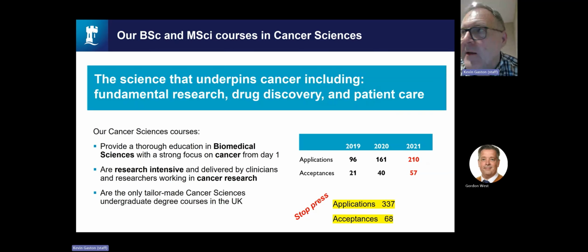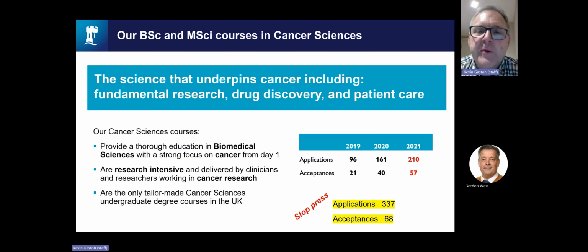So what is cancer sciences? Well, cancer sciences is studying the science that underpins cancer, and that includes everything from fundamental research, like I've been telling you about, drug discovery that I mentioned briefly, and also through to patient care. So it's the entire science of cancer, how we can make cancer drug discovery more scientific, how we can make cancer treatment and patient care more scientific, and make sure that we do what is appropriate and what works.